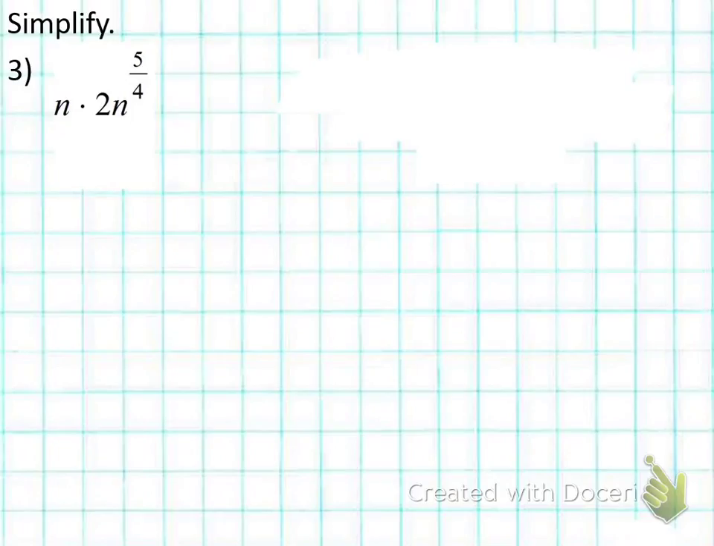Number 3. Do one little step at a time. So coefficients first. There's a coefficient in front of this n. What's the coefficient in front of the n, everyone? 1. So let's multiply coefficients first. 1 times 2 is 2. Then we have n here. What's the exponent above the n here? 1. So it's like saying n to the first times n to the 5/4. So we're going to have to do a side problem. 1 plus 5/4. 5/4 is like saying 1 and 1/4. So it's like saying 1 plus 1 and 1/4, which is 2 and 1/4, which is 9/4, right?